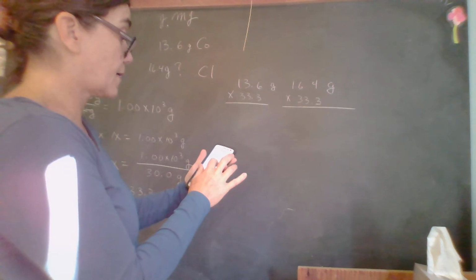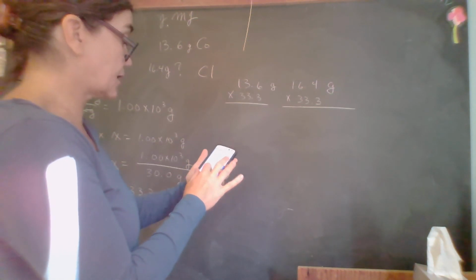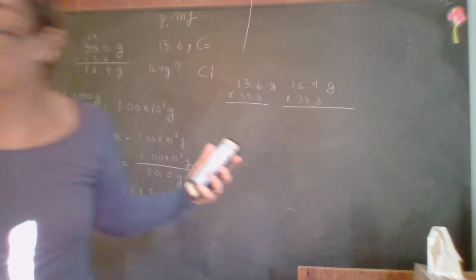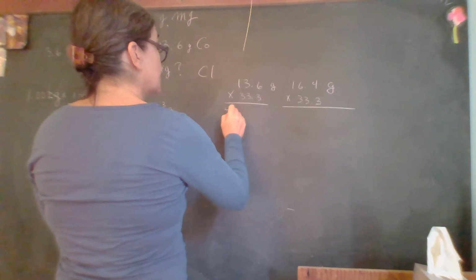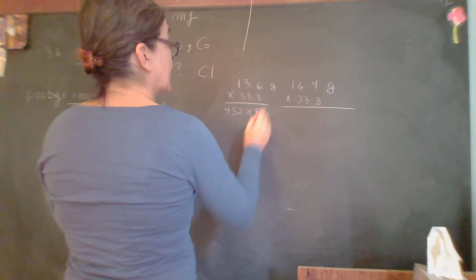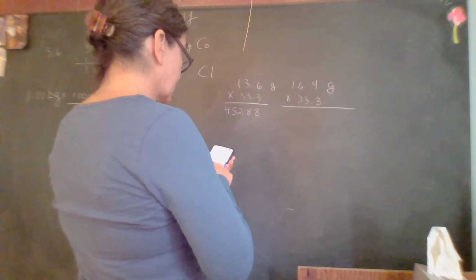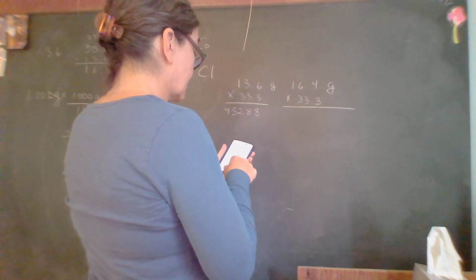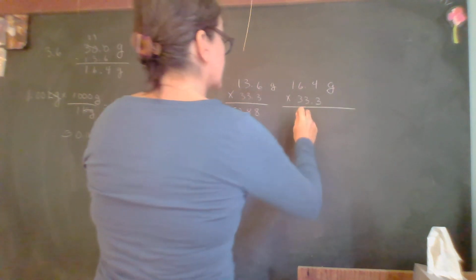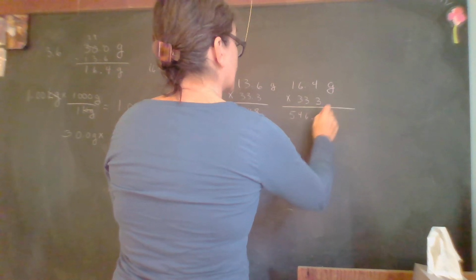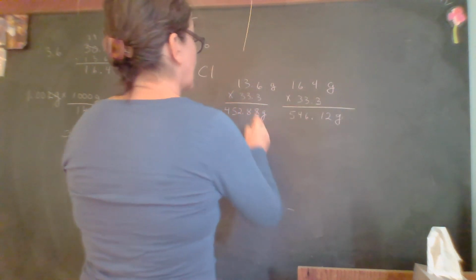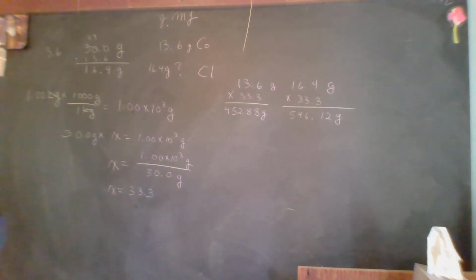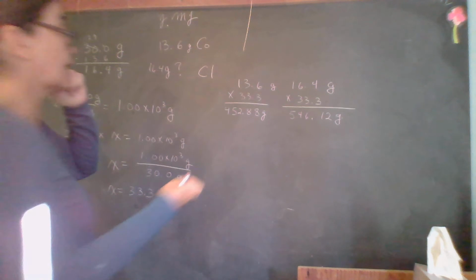Let's see. Okay, 13.6 times 33.3 gives me 452.88. And I'll worry about significant digits shortly. 16.4 times 33.3 gives me 546.12 grams. Okay, so I have 3 significant digits in each, so I only want to have 3 significant digits in each of my answers.